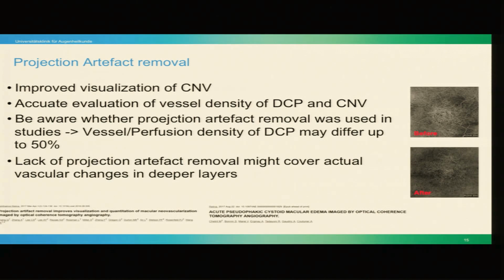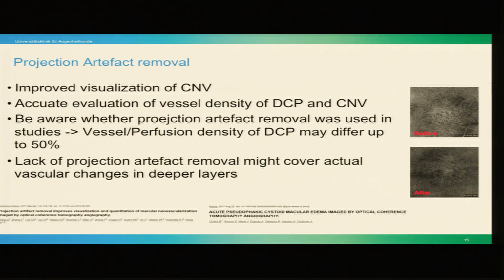and it allows the accurate evaluation of vessel density of the deep capillary plexus, and also for CNV, because also in CNV you will have projection artifact removal, and the CNV lesion which will look larger and the density will be higher before you do the projection artifact removal. And you also have to be aware where the projection artifact removal was used in the study you're reading, because the density rates may differ up to 50%.